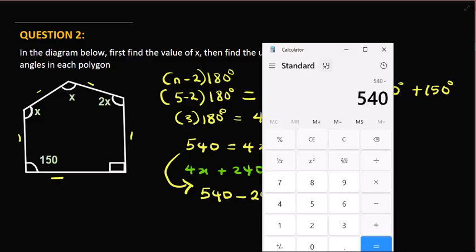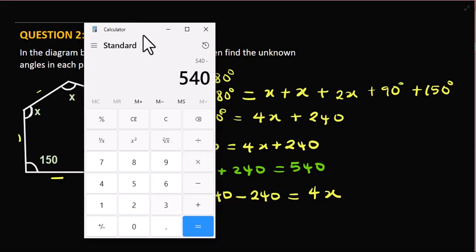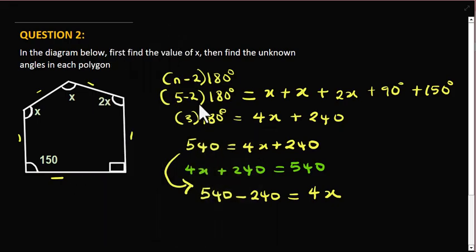540 minus 240, so we have 300, right? So we have 300 is equal to 4x. So what do we do next? We have to divide both sides by the coefficient of x, which is 4. So continue from this end.